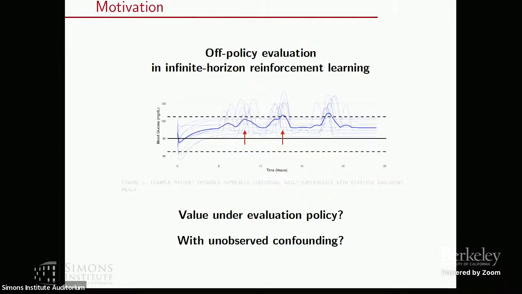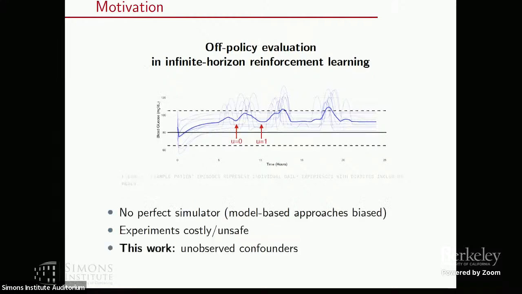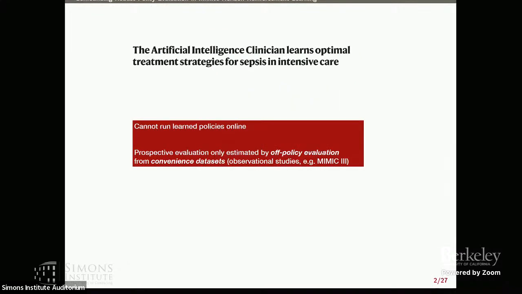But we're going to focus specifically on the challenge of unobserved confounding. So there could be additional information, an unobserved confounder U, that informs the historical treatment assignment decision, but is not actually recorded in your data. And this can be pretty common in healthcare settings because many of the data sets that people work with were really collected for convenience. And so this happens in practice that people use these observational data sets.